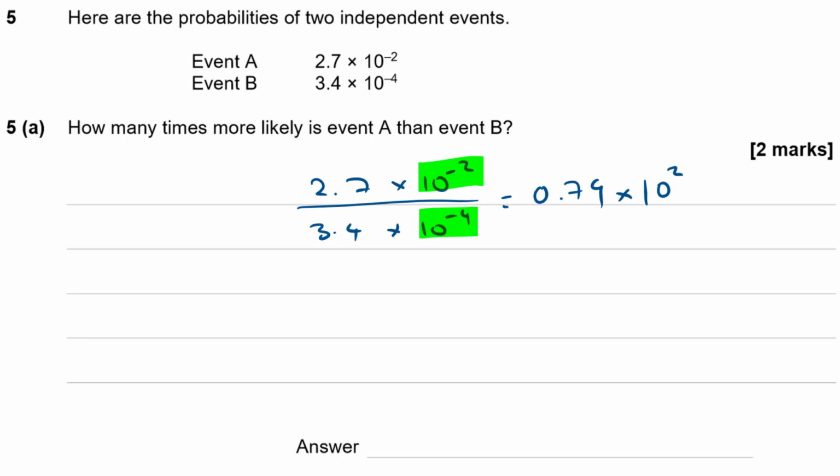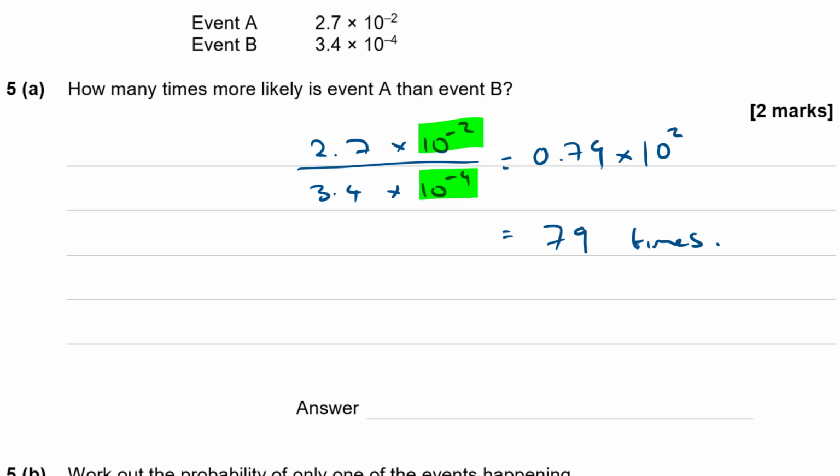Now that's not quite in standard form, is it? So actually it doesn't even ask us to put the answer in standard form. So what is 0.79 times 100? It's going to be 79, isn't it? So it's 79 times more likely that event A happens compared to event B.